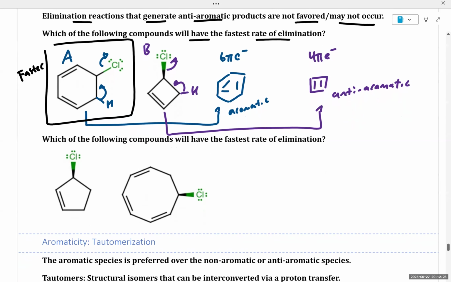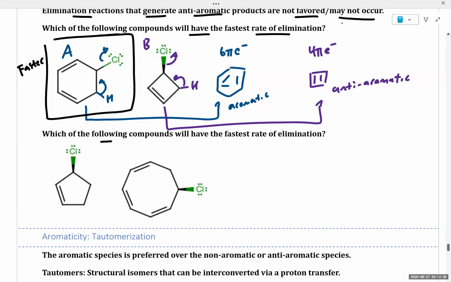To apply what we've learned, I'd like you to tell me which of the following compounds will have the fastest rate of elimination. So pause the video, take a few moments to work through this, and then we'll discuss this example momentarily. Okay, so just like before, let's look at the two products. So A, elimination, yields this pretty unexciting diene, neither aromatic nor anti-aromatic.